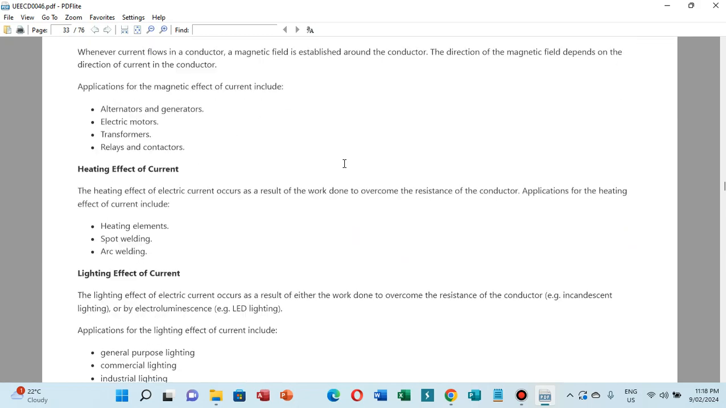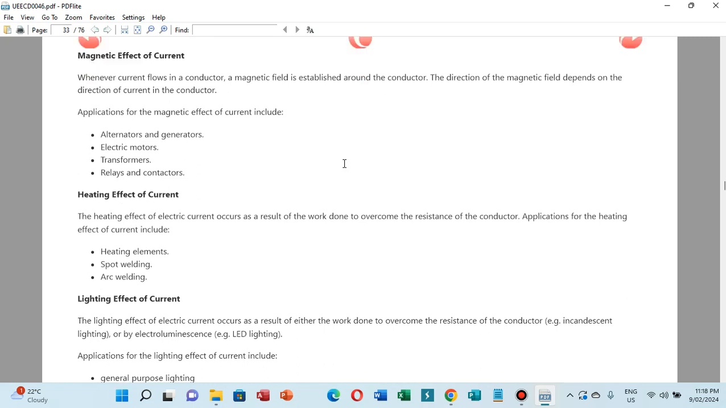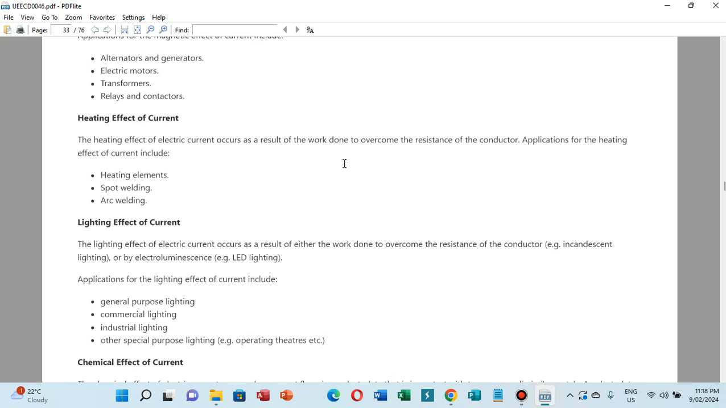So the magnetic effect of the current: electrical current can produce magnetism. Based on the magnetic effect, we can use it in the alternator, generator, electric motor, transformer, relay, and collector. And there is also the heating effect. We can use it as a heating element and for welding, arc welding.